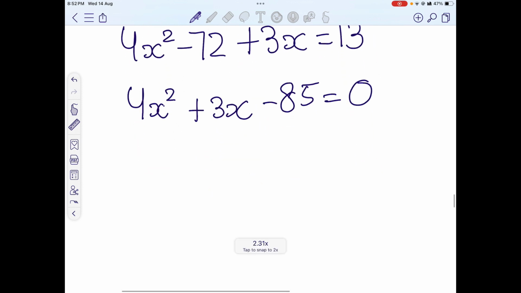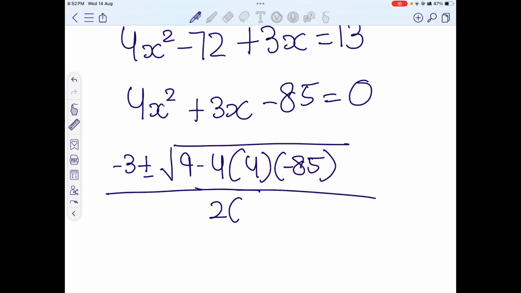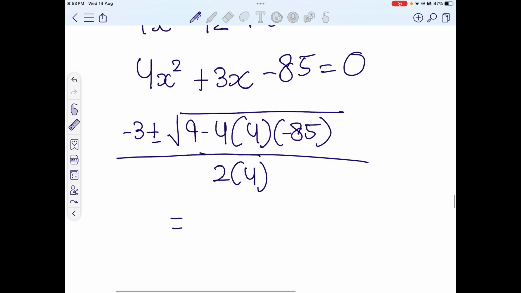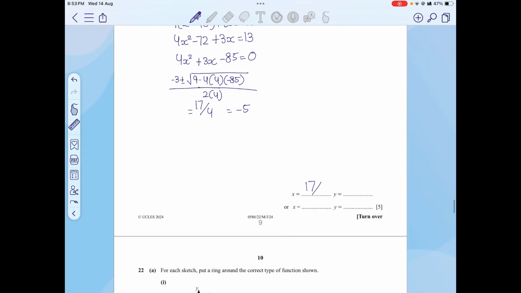Now to solve this, I'm going to simply use the quadratic formula: negative 3 plus or minus the square root of 3 squared, which is 9, minus 4 times a, which is 4, times c, negative 85, over 2 times 4. So the results of this quadratic equation are negative 3 plus the square root of 9 minus 4 times 4 times negative 85, over 8. That gives me 17 over 4, that's one value. Always remember, the quadratic formula will give you two answers. So when you take the negative, it gives me negative 5. So the values of x are 17 over 4 and negative 5.